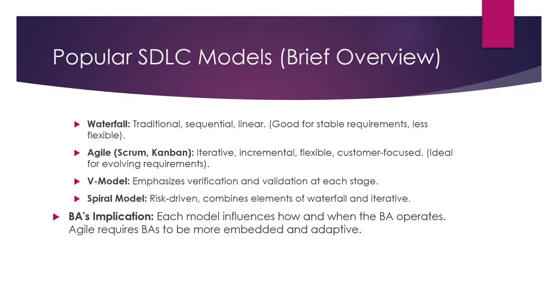risk driven, combining elements of waterfall and iterative methods. The BA implications in each model influence how and when the BA operates, and agile requires the BA to be more embedded and adaptive. He should be adaptive and have knowledge of the product, the function, and the methodology. He should understand scrum very well: how it works, what the ceremonies in scrum are, what a sprint backlog item is, what a product backlog item is, what the charts are, the sprint burn down chart and the product burn down chart. All of that should be understood by the business analyst in agile methodology, and it builds a new way of business analyst techniques. Let's move on to the next slide.